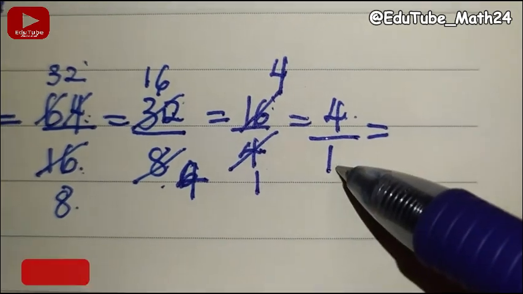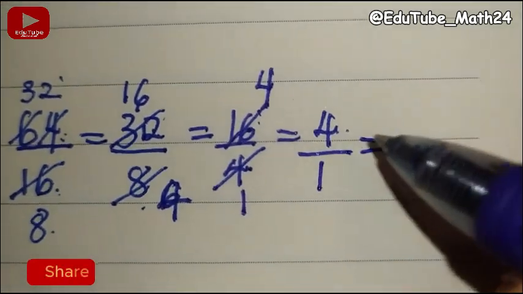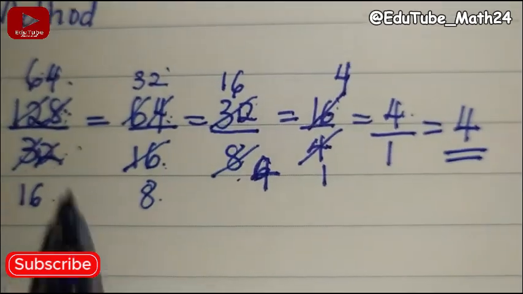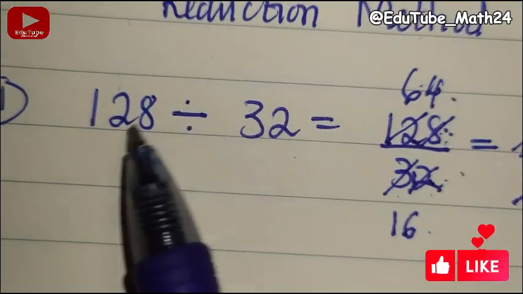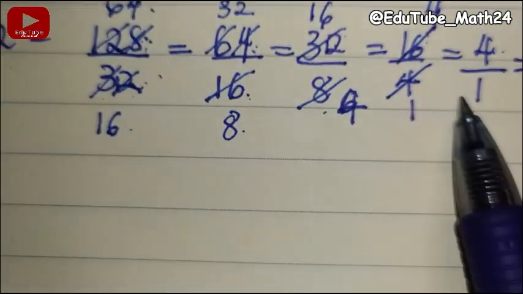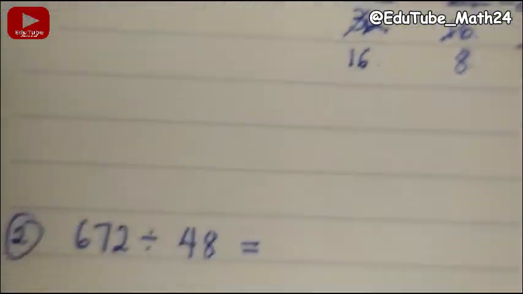Now, any number divided by 1 will give you the same number. So 4 over 1 will still give me what? 4. So basically, I've divided 128 by 32, and my answer is 4 using the reduction method. So that is that about example 1.